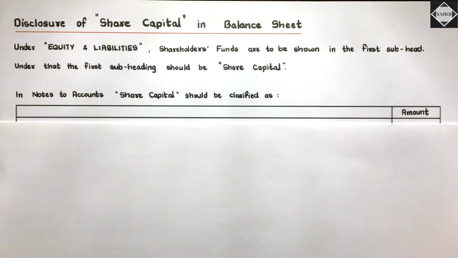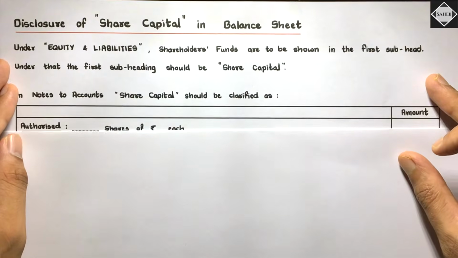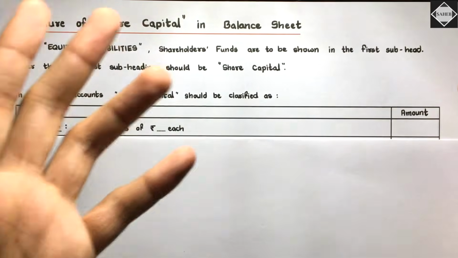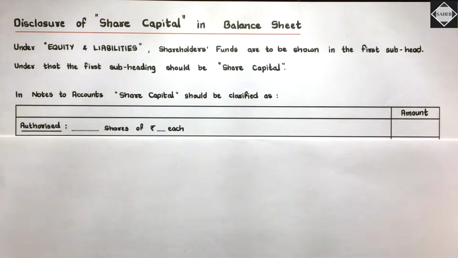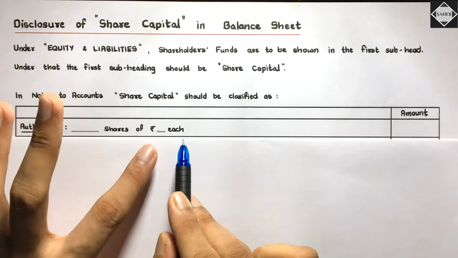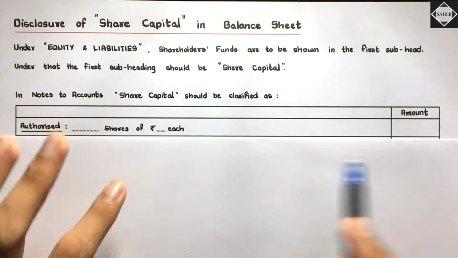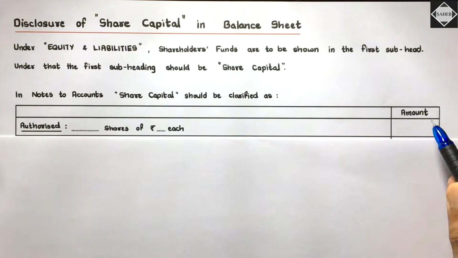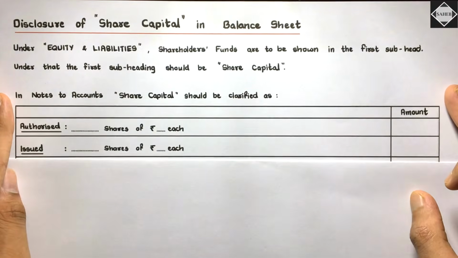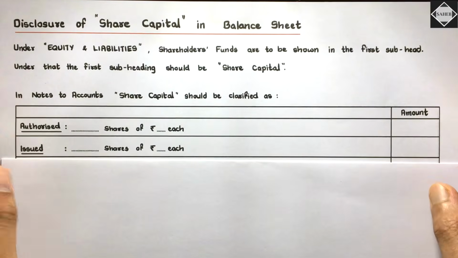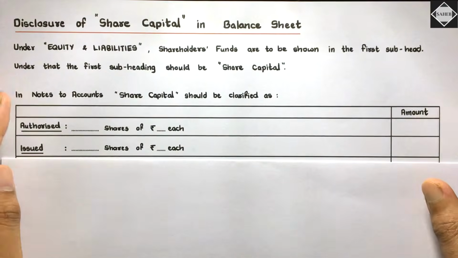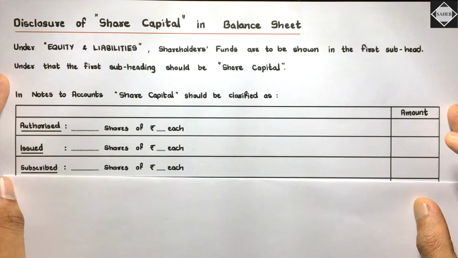Okay, so see here in notes to accounts, share capital should be clarified as, first you will show the limit of the maximum capital that you can issue, which is called authorized capital. You all know this. And how is it divided, in how many number of shares and what is the face value of each share. You have to show that. And then the total amount of authorized capital will be taken in this notes to accounts, right? Then after this, you have to take issued capital, right? How much capital is actually issued by the company, how many number of shares, and what's the face value of each. Clear? Easy.